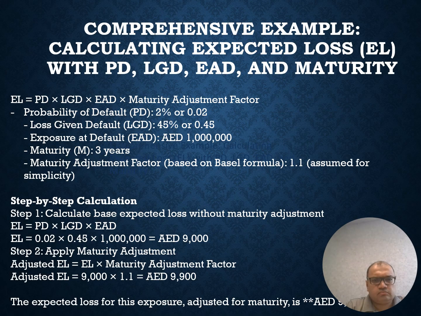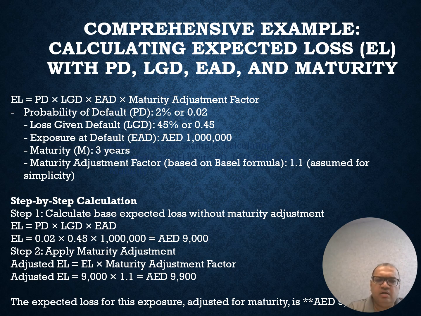Now, let's have a comprehensive example involving all that we have learned. Probability of default is 2%, loss given default is 45%, exposure at default is 1 million, maturity is 3 years, and the maturity adjustment factor based on the Basel formula is 1.1, assumed for simplicity. As I said, you onboard a customer: the first year it's the best, the second year it becomes worse, then worst. So that's why the maturity adjustment is factored in.